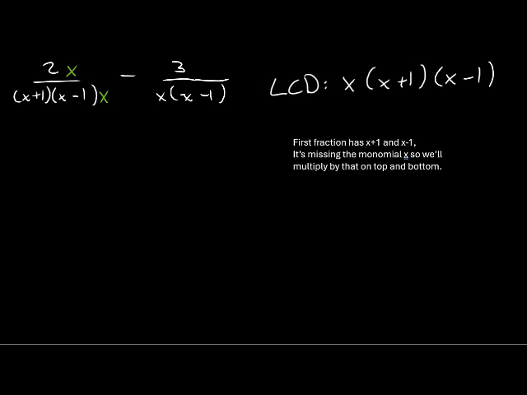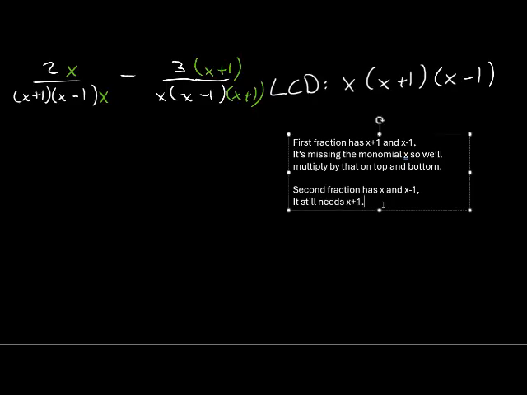The second fraction has 3 over x times x minus 1. This fraction has the monomial x and one of the binomials, x minus 1. Therefore, it only needs x plus 1. Therefore, we will write x plus 1 on the top and bottom. With this in mind, let's combine the fractions.